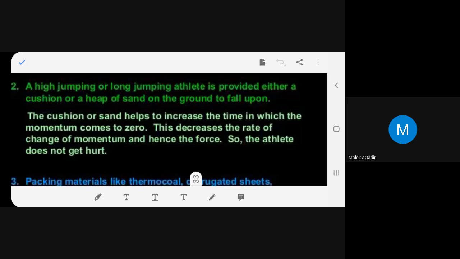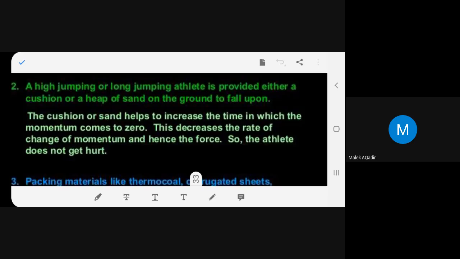The cushion or sand helps to increase the time in which the momentum comes to zero. This decreases the rate of change of momentum and hence the force, so the athlete does not get hurt. Have you ever done high jumping or long jumping? Yes, ma'am.